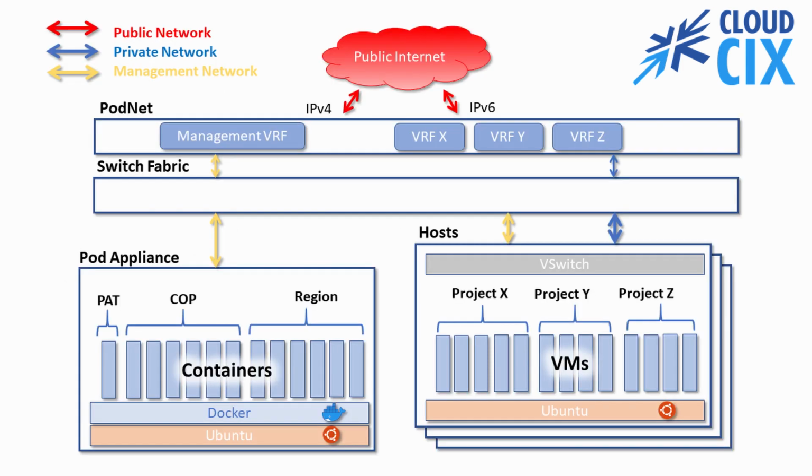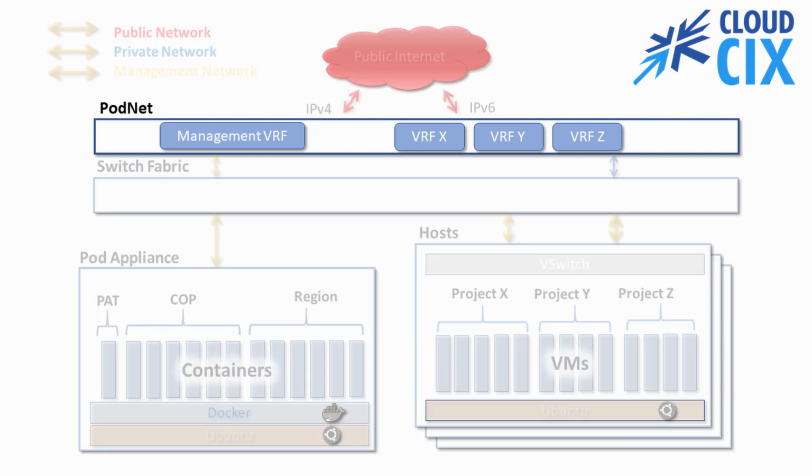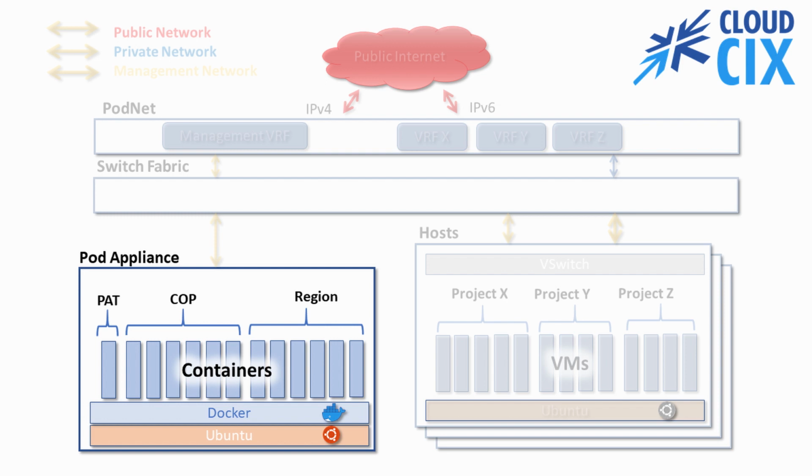This diagram is an overview of a CloudCIX pod. Let's break this down in more detail. A pod needs three types of server. A podnet server implements networking functionality such as routers, firewalls, and VPN tunnels using Linux network namespaces, also called VRFs. A server called a pod appliance runs the CloudCIX software in Docker containers. Each pod flavor requires a different set of Docker containers. The fundamental difference between different pod flavors is which Docker containers are running on the pod appliance.